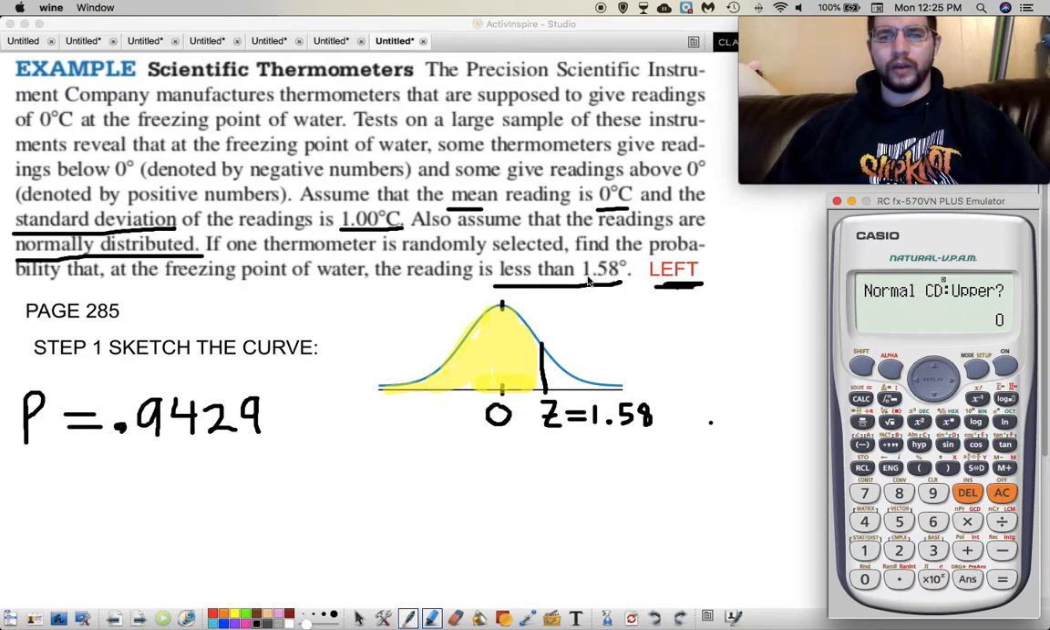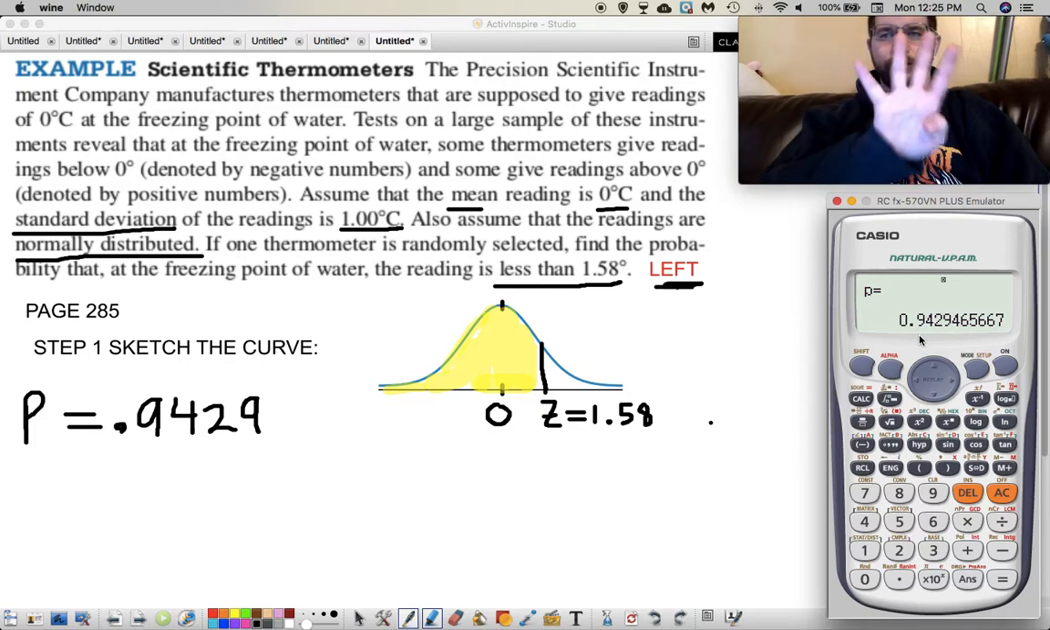Upper bound, we're going all the way up to 1.58, so that's what we're going to do, 1.58. Standard deviation is 1. Mean is 0. It'll assume standard normal unless you tell it otherwise. So you can just go ahead, oh look. Again, we're going to go to 4 decimal places on these things. 0.9429, and it stays a 9. Same thing we got here. All right, so that's what we got with the Casio.